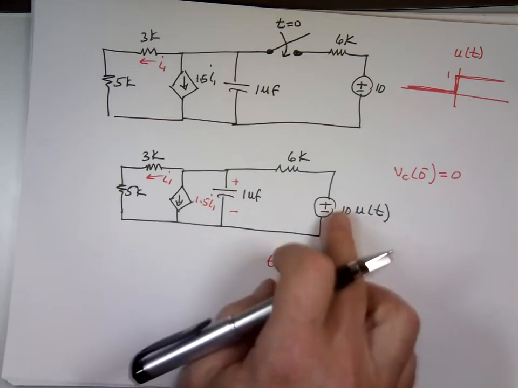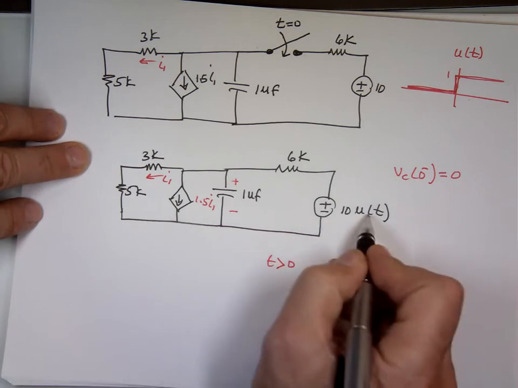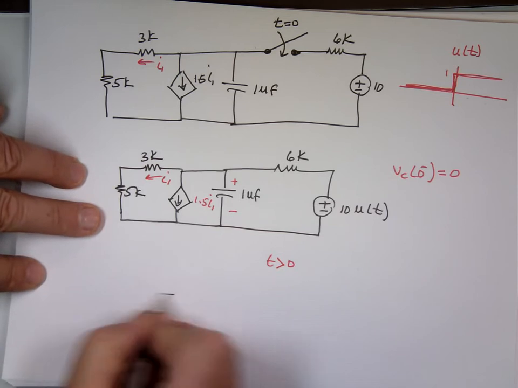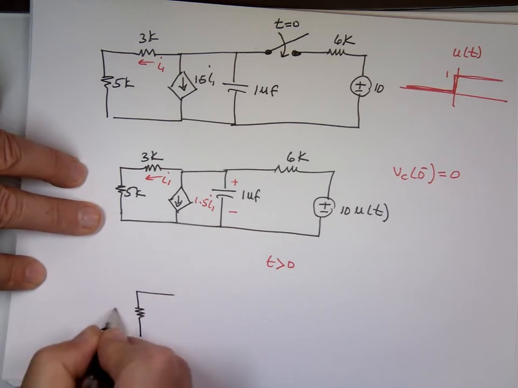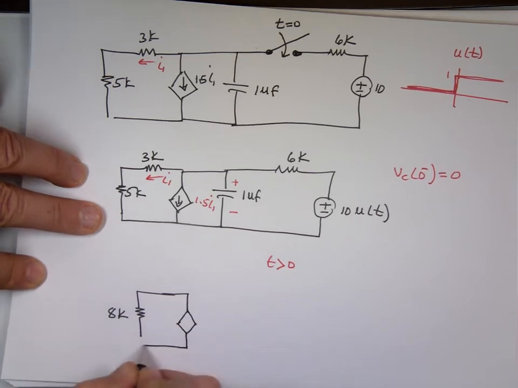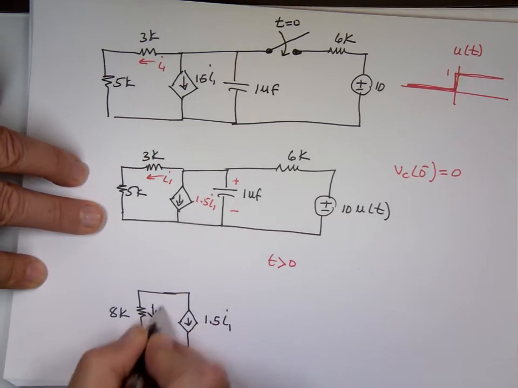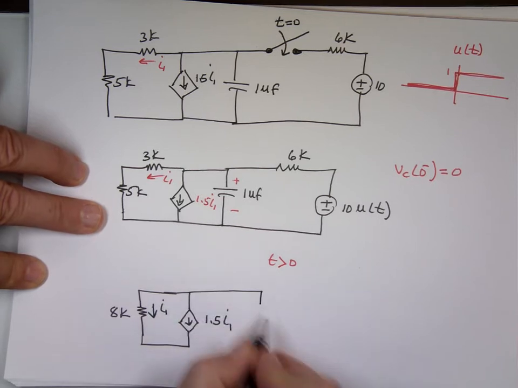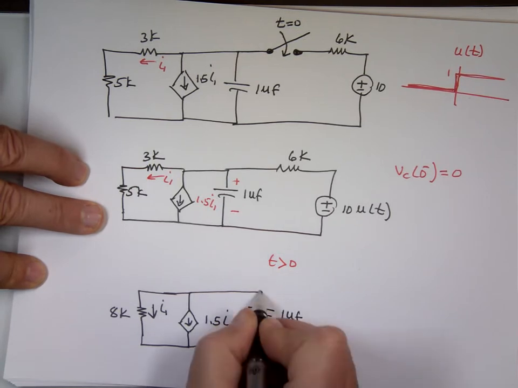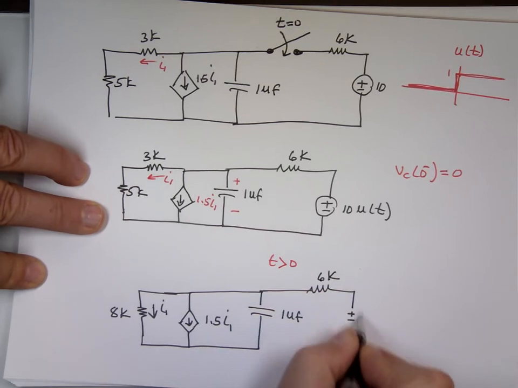And what you're going to have is this circuit actually right there. Because for less than 0, this was a 0. For greater than 0, I can combine these two into one resistor of what? 8K. That current is the same current going through them. 1.5 times I sub 1. This is I sub 1. Capacitor, 1 microfarad. This is 6K, and this is 10 volts.